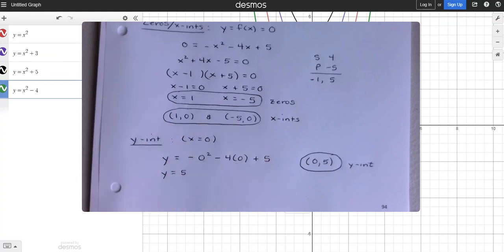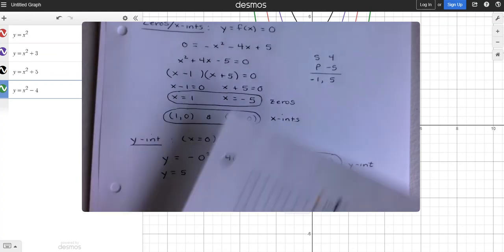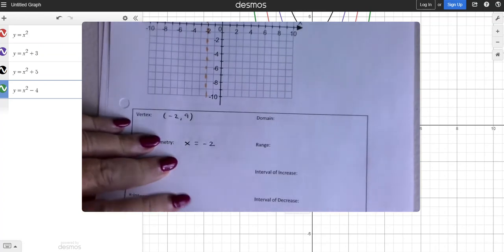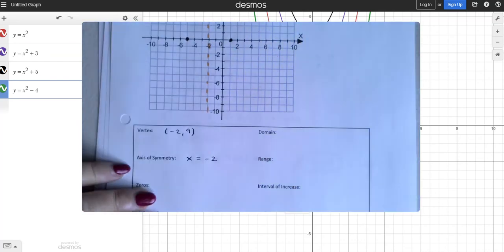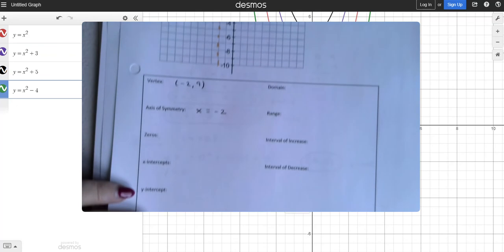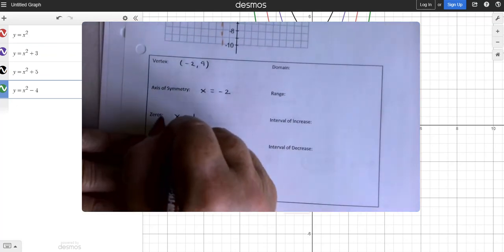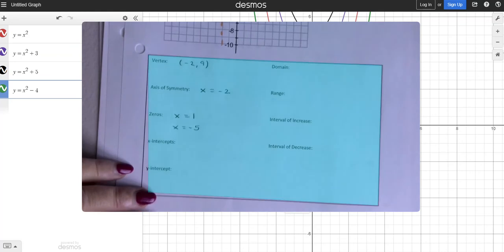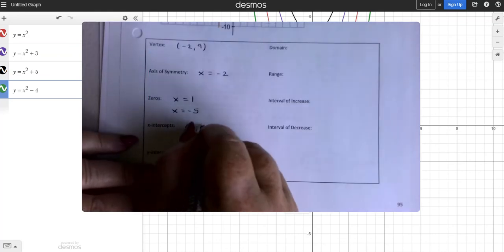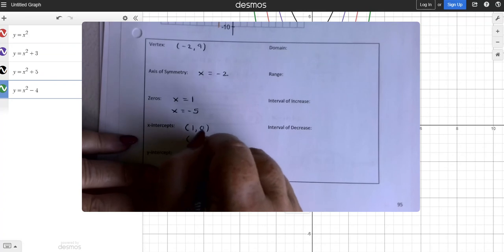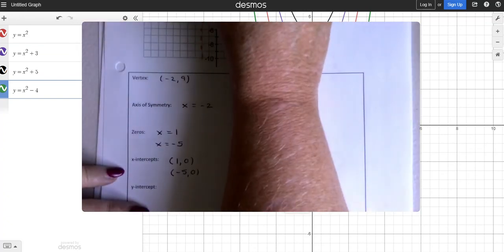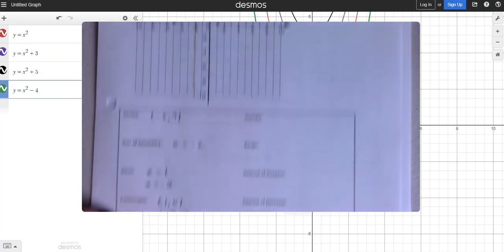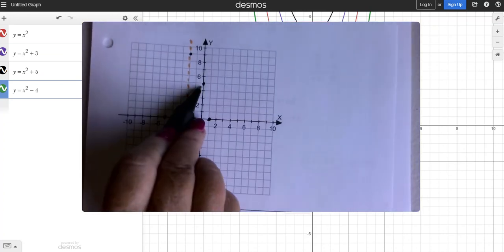Okay, I'm going to put the x and y-intercepts on my graph. So x-intercepts, positive 1 and negative 5. Zeros, x equals 1, x equals negative 5. Technically, then the x-intercepts are (1, 0) and (negative 5, 0). The y-intercept was positive 5. So I plotted that on the graph up here at (0, 5).